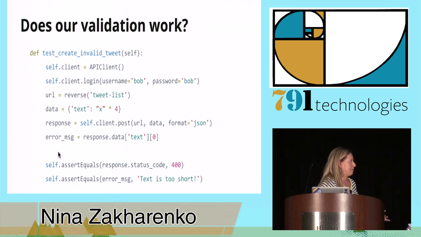And we assume an error message. So we want to assert that the status code is 400. That means bad request. Your data isn't valid. And we want to ensure that the error message is the same one that we provided in that validation exception.